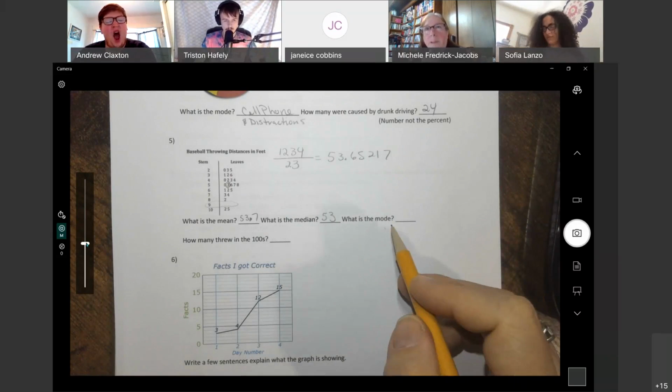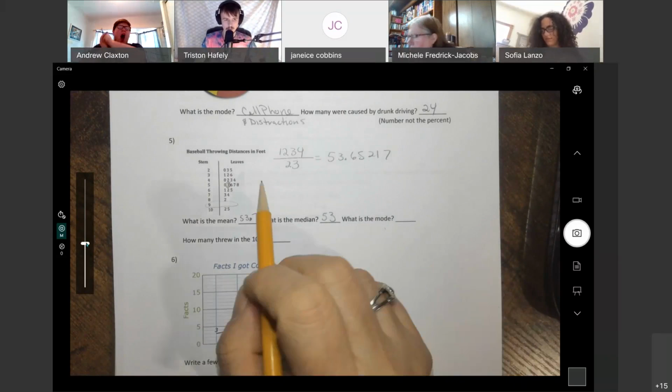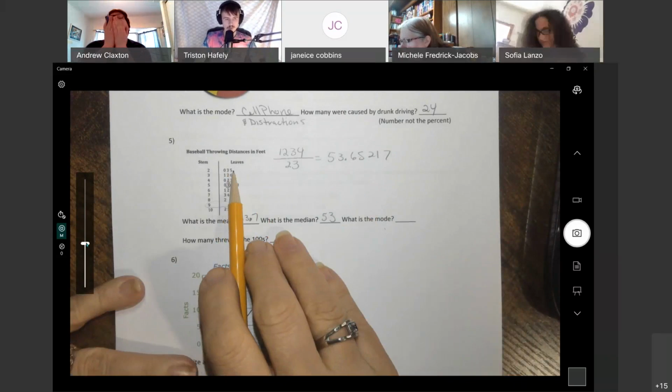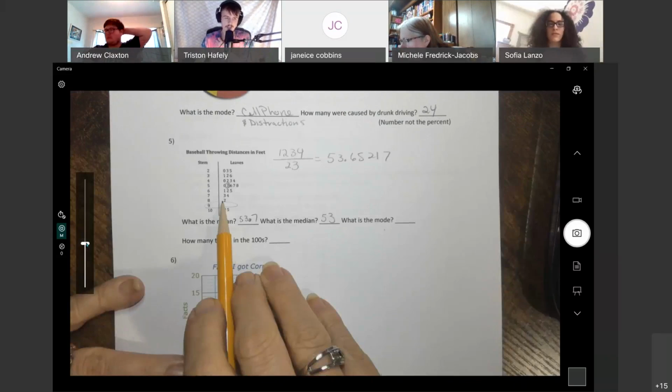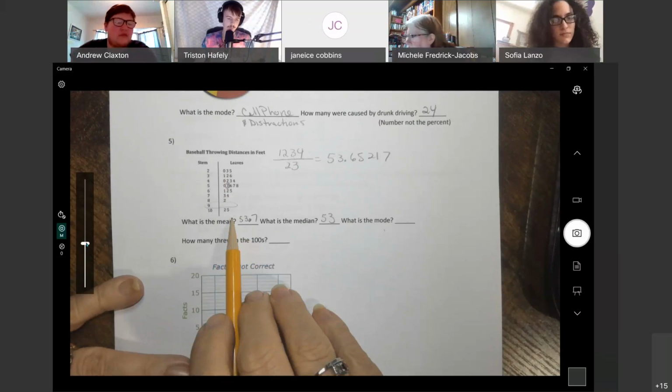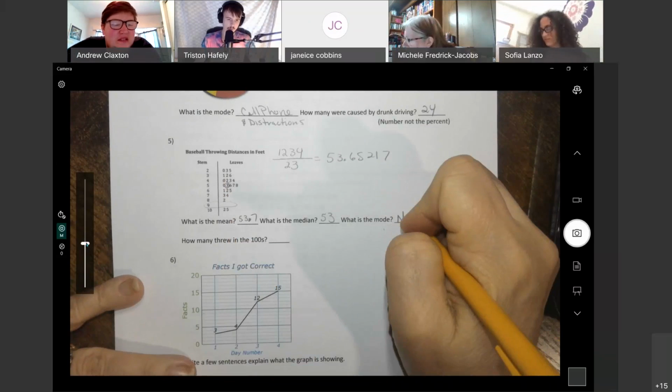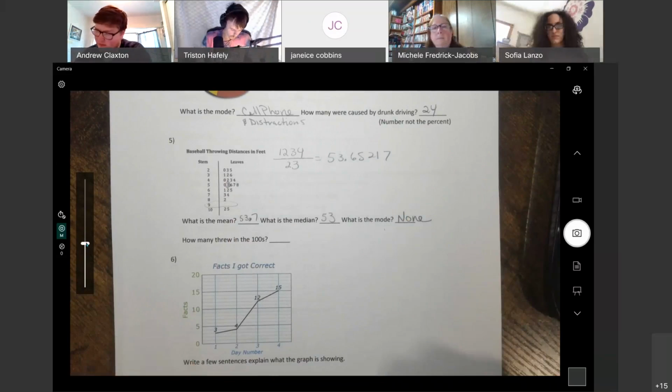Mode is most often. Do any of these repeat? I don't think so. Notice that none of these repeat, so there's no mode. They need to repeat to have a mode.